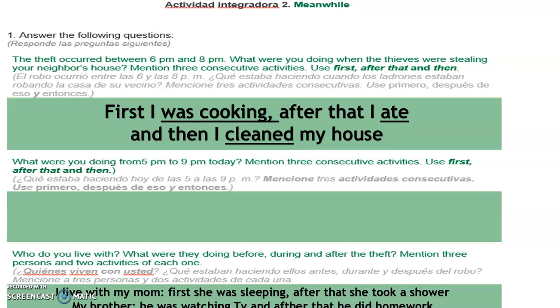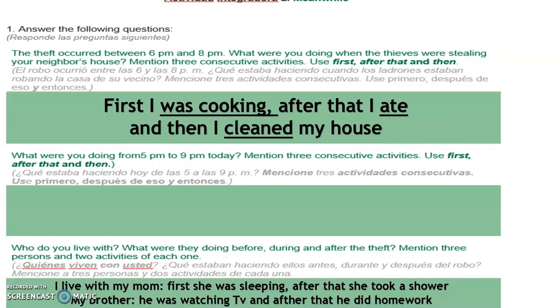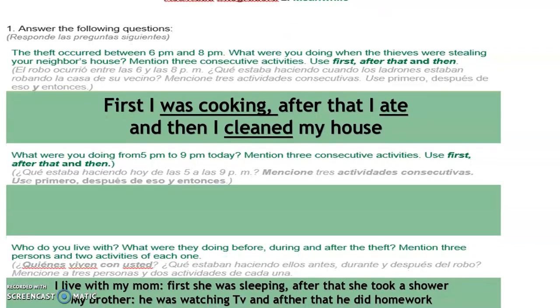In this case, I just had an example. I live with my mom. First, she was sleeping. After that, she took a shower. My brother was watching TV, and after that, he did his homework and something like that.